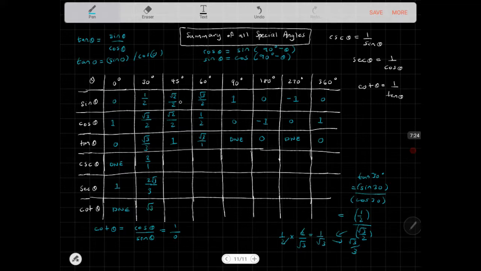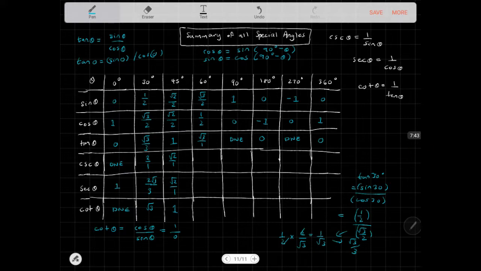Cosecant 45 here is the reciprocal of sine, so it's going to be 2 over square root 2, which is square root 2 over 1. Okay, and same idea with secant. And then cotangent here is still 1. Okay.